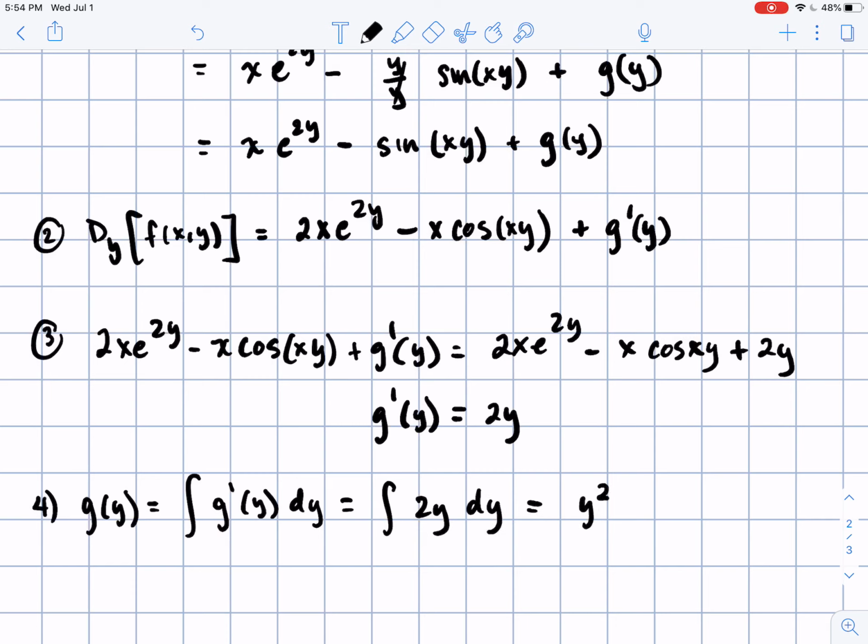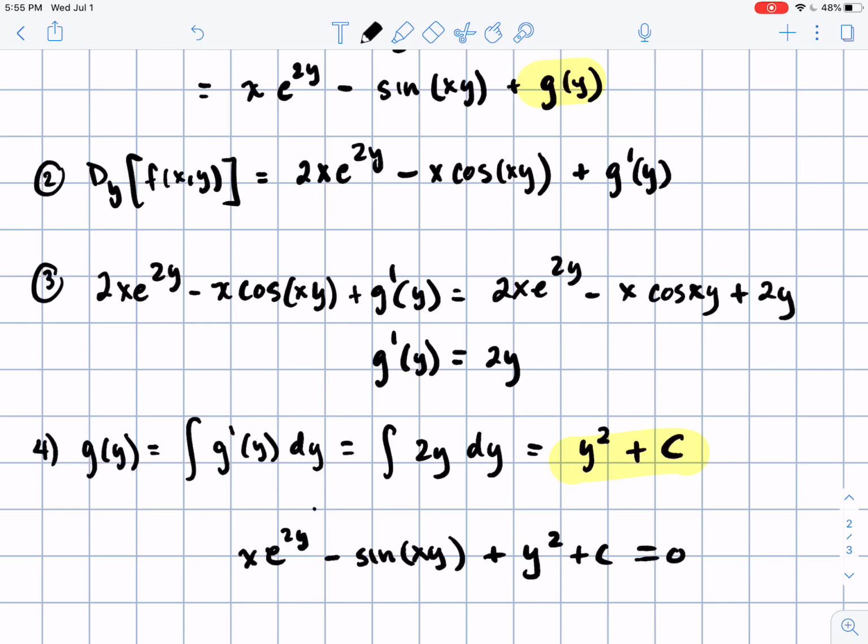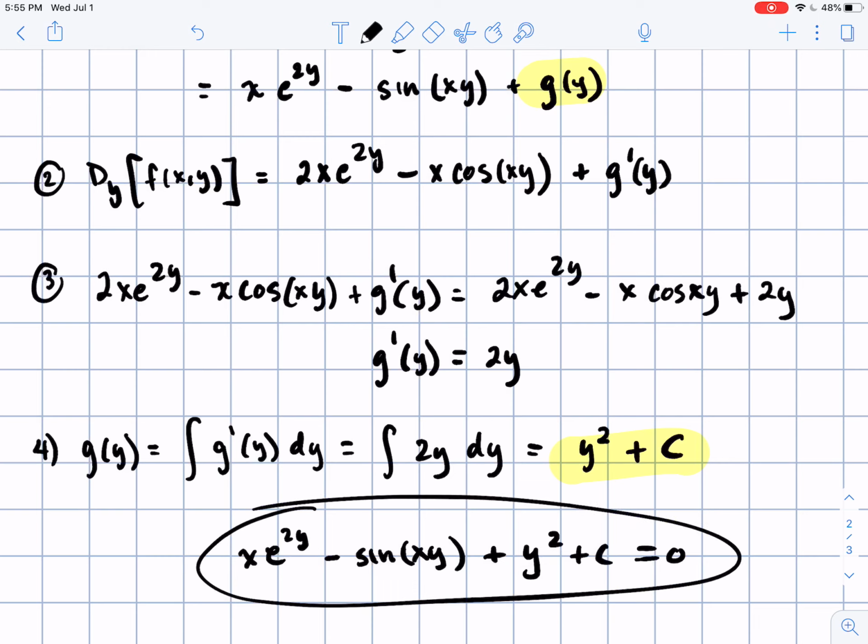y squared plus c. Okay, now we could plug back in our g of y. So my final solution would be x e^(2y) minus sine xy, and now plug in, so plus y squared plus c equals 0. And there we go.